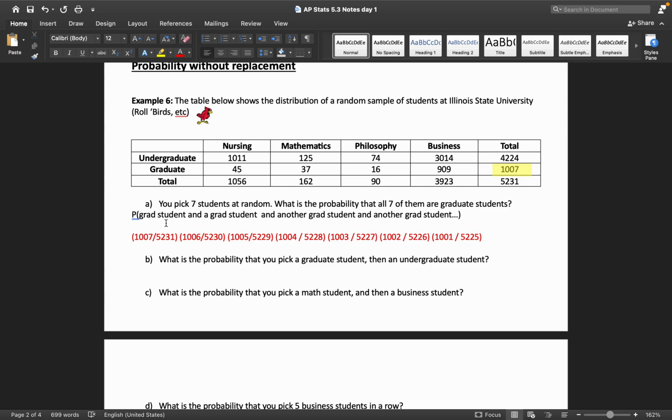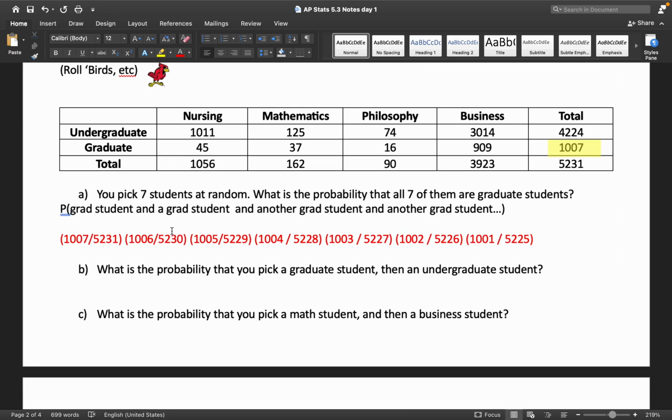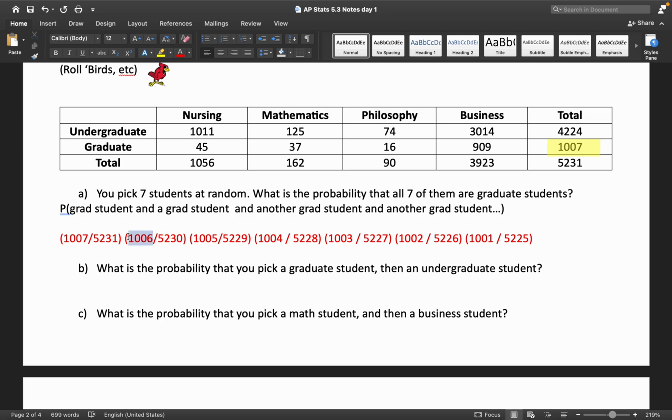So every time I'm not putting these grad students back into the big group to pick another student. I'm just trying to choose 7 students for a small group at random, and the probability that I pick each one, I'm picking from a smaller number of grad students and a smaller total student body population every single time. And when you're doing a bunch of these AND questions, I have to multiply, so these would all be multiplied together.